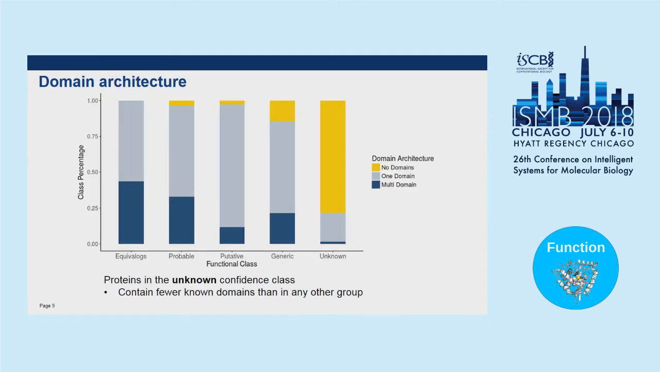Then we looked at domain architecture, and we have shown statistically that with decreasing confidence of the prediction, domain architecture also changes. This is exemplified best by the equivalogs group, in which all the proteins have at least one domain, and almost 50% of them have multi-domain architecture, while in the unknown group, more than 75%, represented in this yellow color, had no matches to known domains at all.